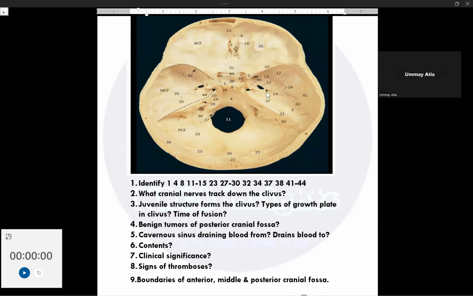What are the structures? Foramen spinosum, it transmits the meningeal branch of the mandibular nerve and also the middle meningeal artery. Okay, so can you tell me if the middle meningeal artery got ruptured, what will happen? Extradural hematoma occurs. Excellent, excellent.